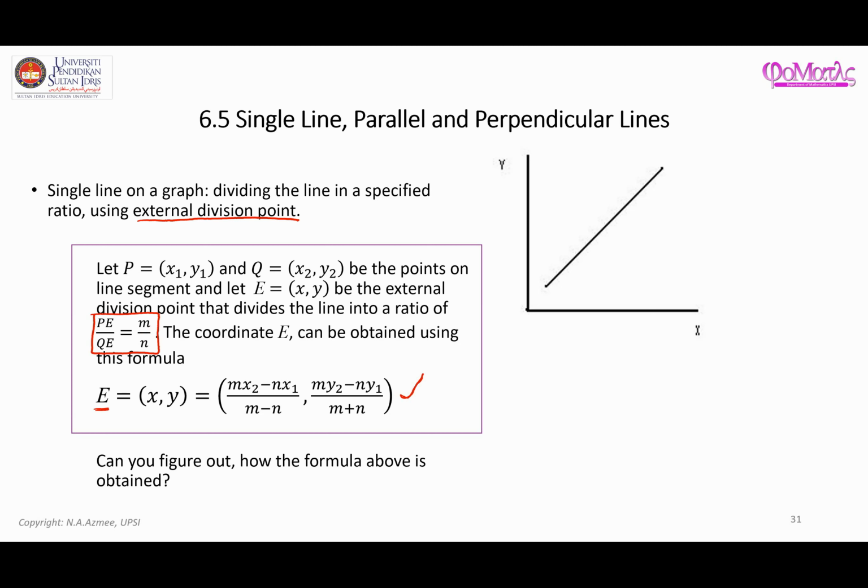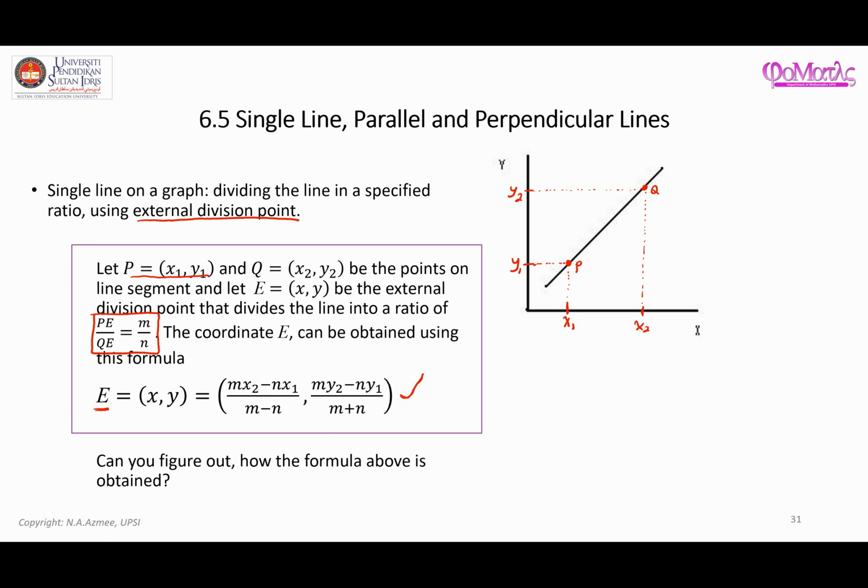Okay, so we have a simple graph, a simple straight line, and points P and Q can be anywhere on the line. So let's say that this is point P, and according to what we have here, the coordinate is at x1, y1. So this must be x1 and this must be y1. And let's say point Q is somewhere here. So this is point Q, which can be anywhere on the line. So this is x2 and this is y2.